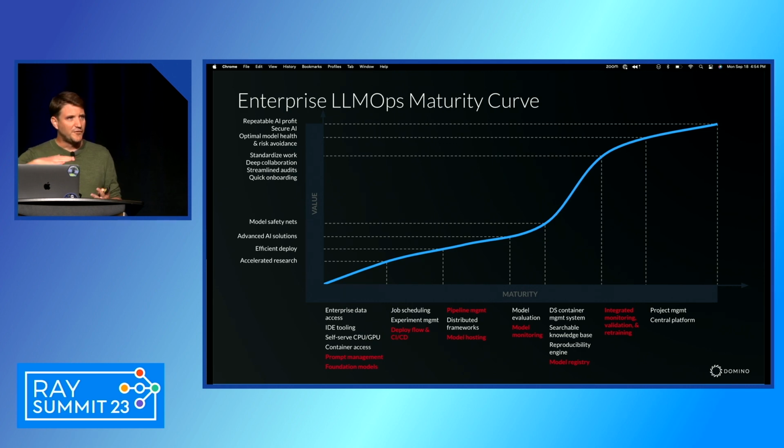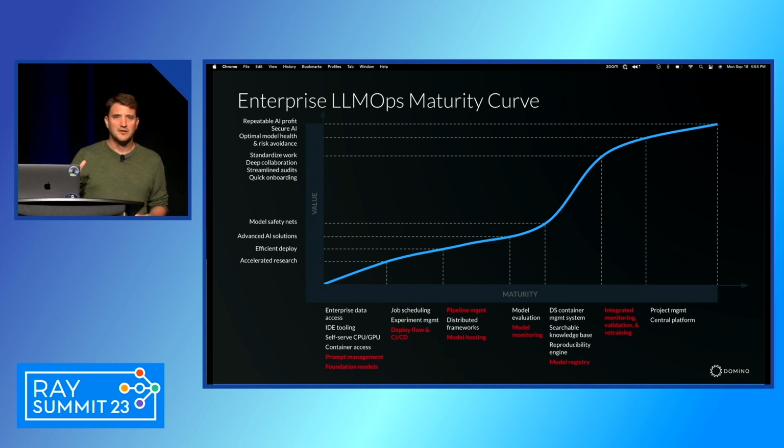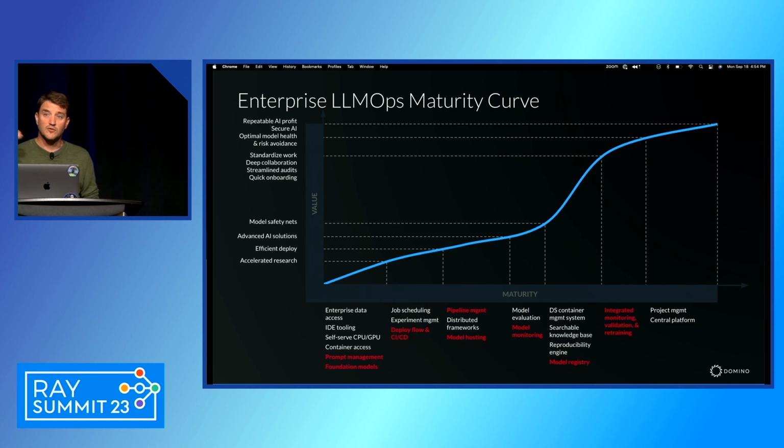And finally, for the first step in building mature LLM ops, you need to have models with safety nets. So for this, you need model evaluation and model monitoring. Most people stop here, but you really want to be able to go further out to really increase the productivity of your team of data scientists.